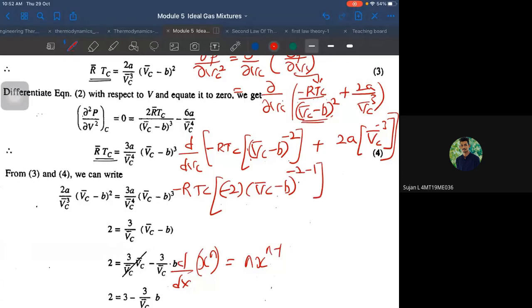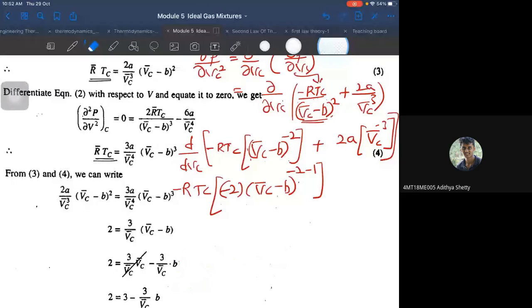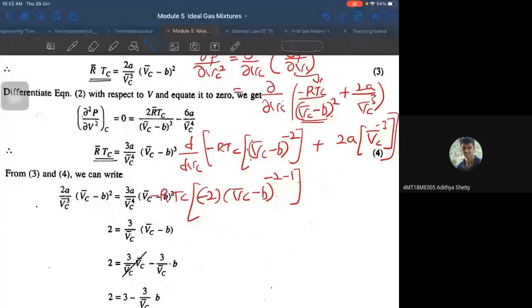Correct? Can I write it as such? Any mistake in doing so? Correct, sir. Okay. Similarly, I can write here plus 2a into minus 3 into Vc to the power of minus 3 minus 1. So that is equal to, again, minus RTc into minus 2 divided by (V bar c minus b) whole to the power of minus 2 minus 1.